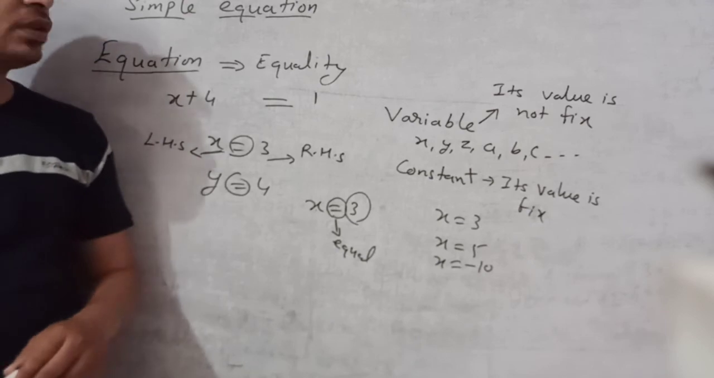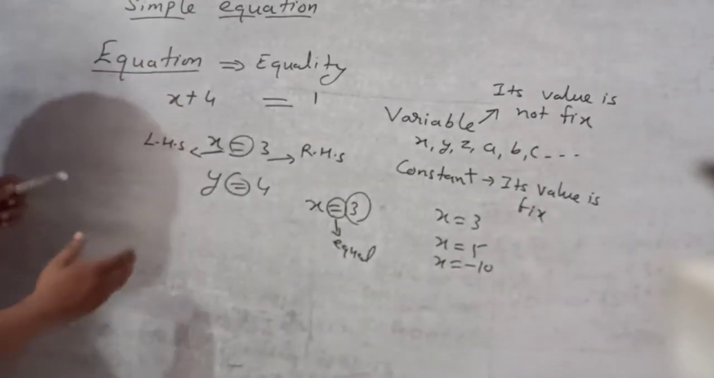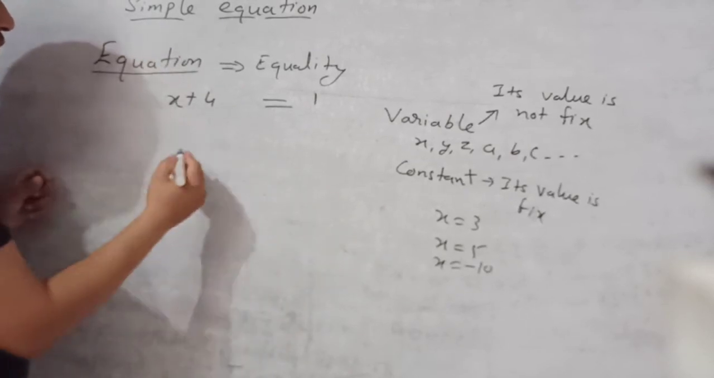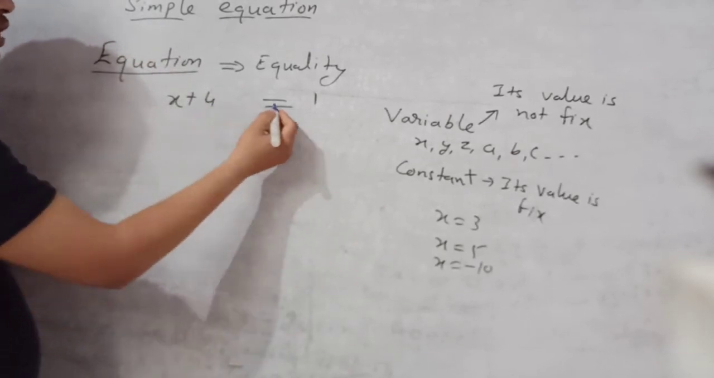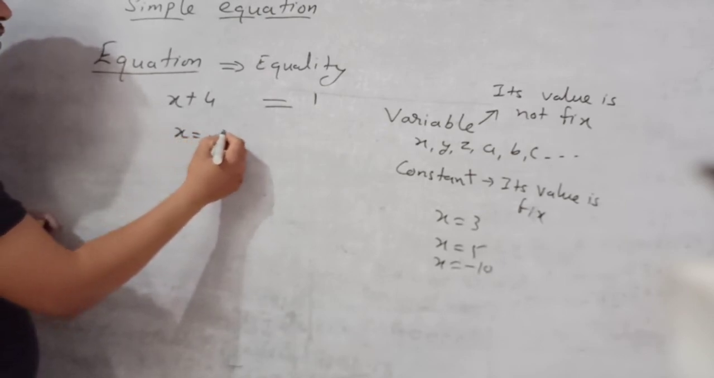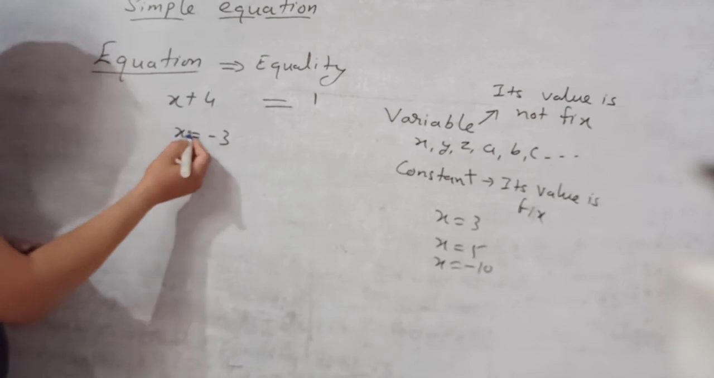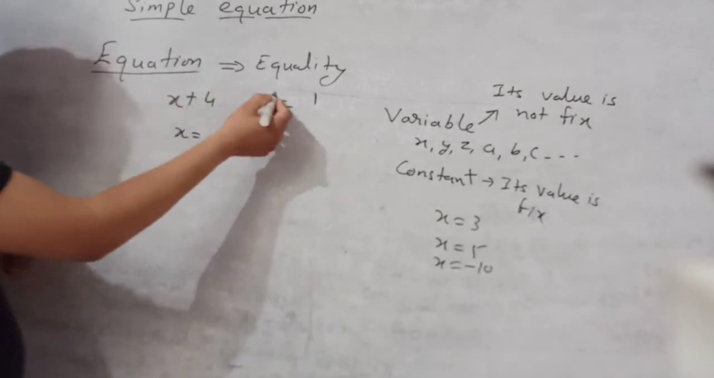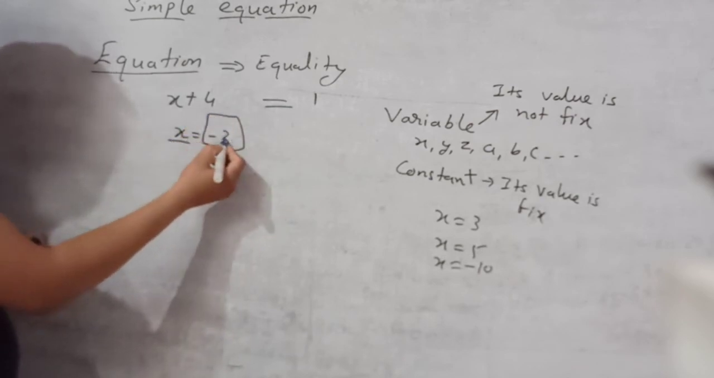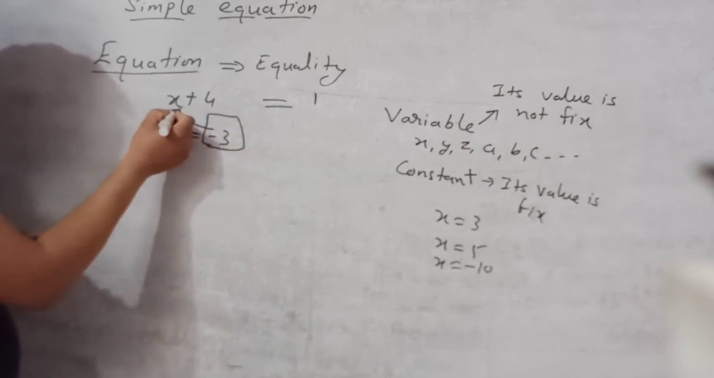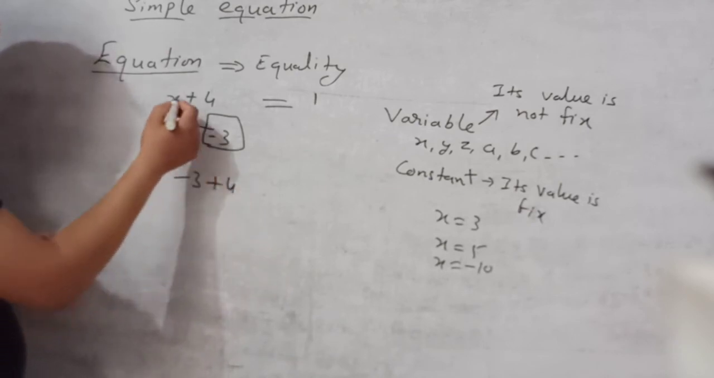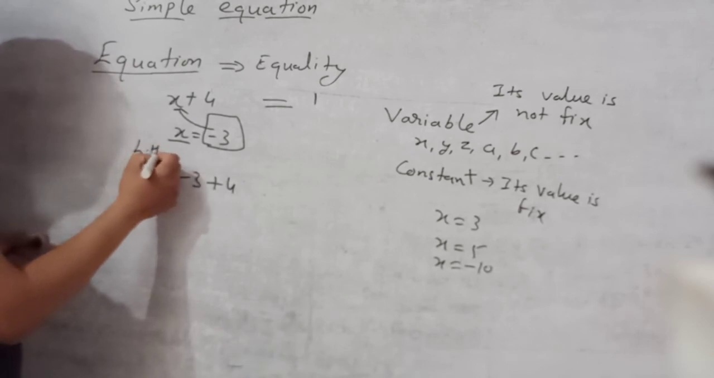Now we are going for the exercise. Before the exercise, one more thing. If it is given x plus 4 equals 1, and we put the value of x equals minus 3, in place of x we write minus 3. So what will come? Minus 3 plus 4. We are taking only the left hand side.